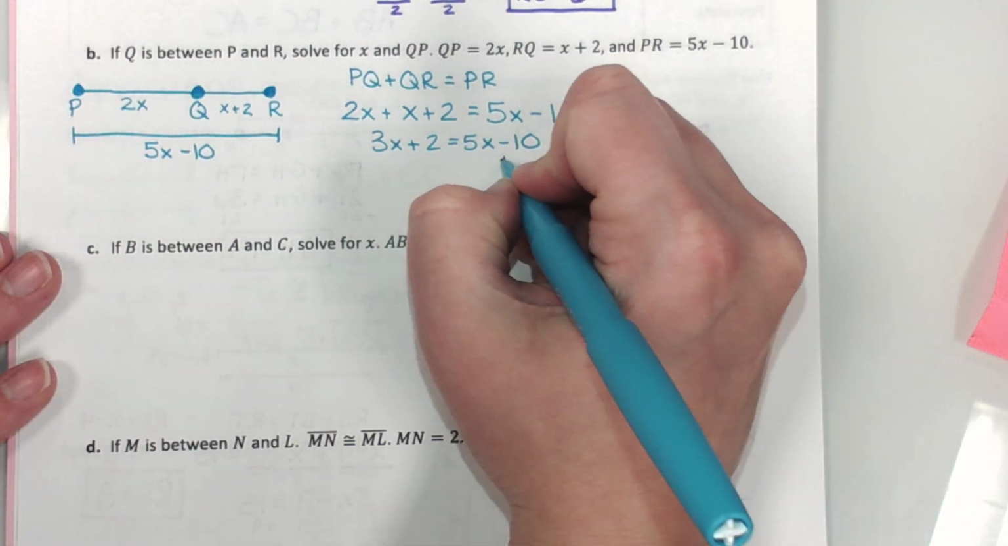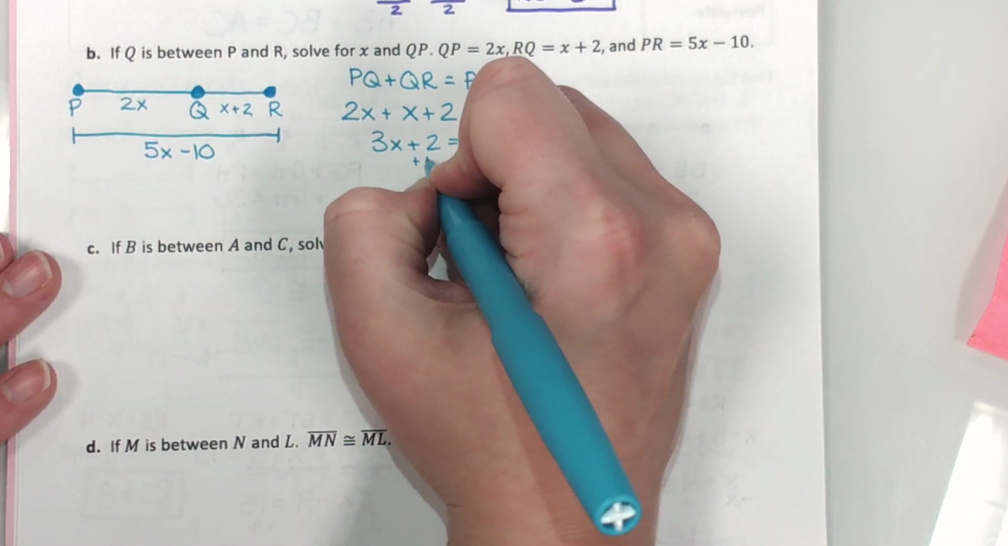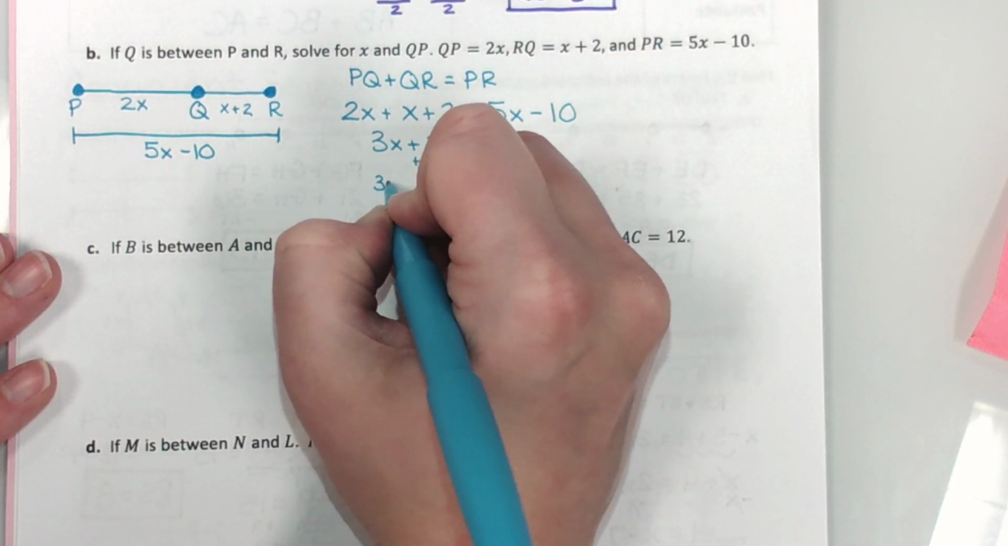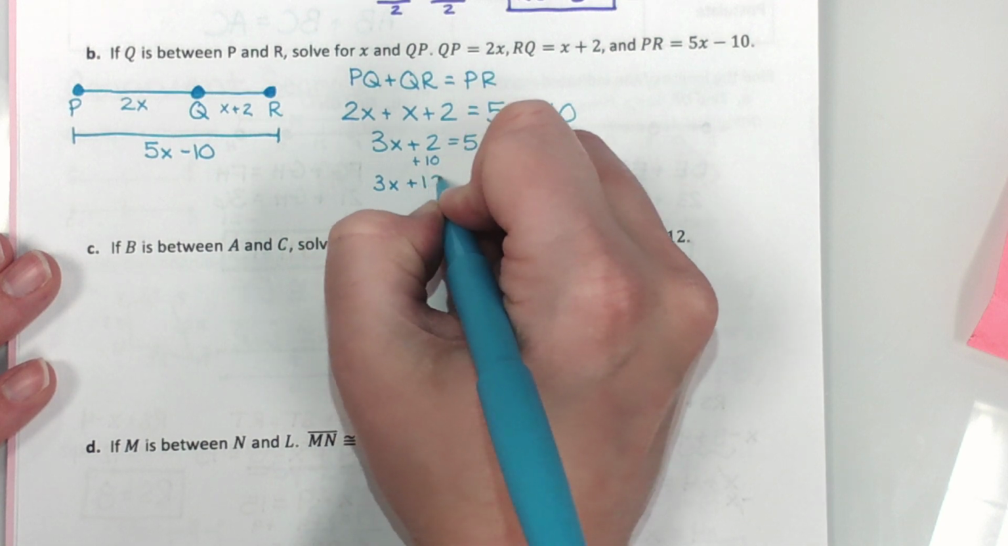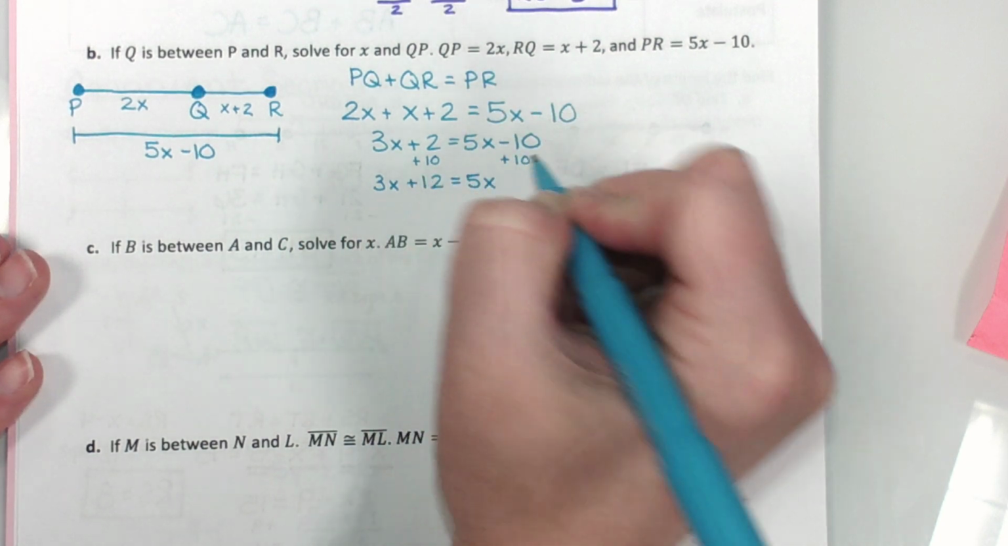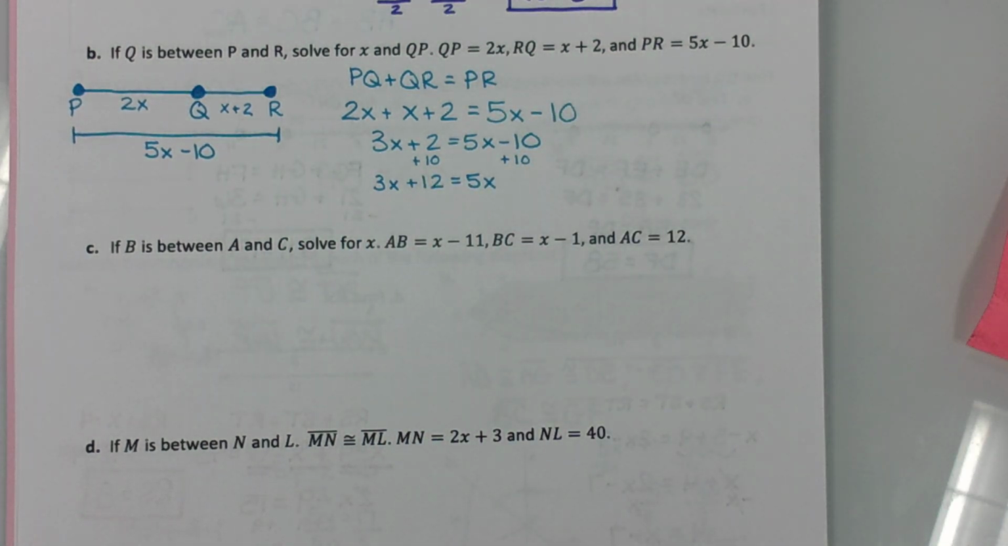One option is to add 10 to both sides. It's not the traditional option, but it does work. It's not what math teachers typically say you should do next, but it does work just as well. 3x plus 12 is equal to 5x.